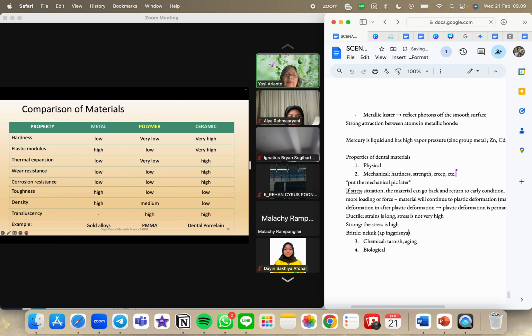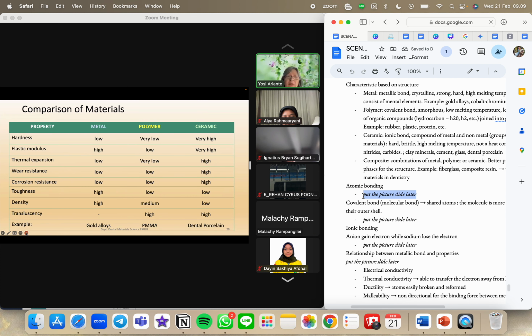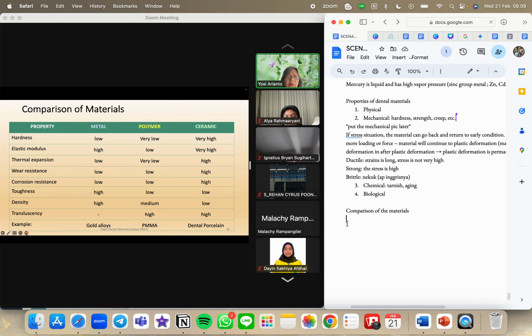This is the comparison of the materials. I think you already have this. So the difference between the metal, polymer, and ceramic. The hardness, I think this is wrong. For the hardness, metal is medium. Polymer is very low. Ceramic is very high.